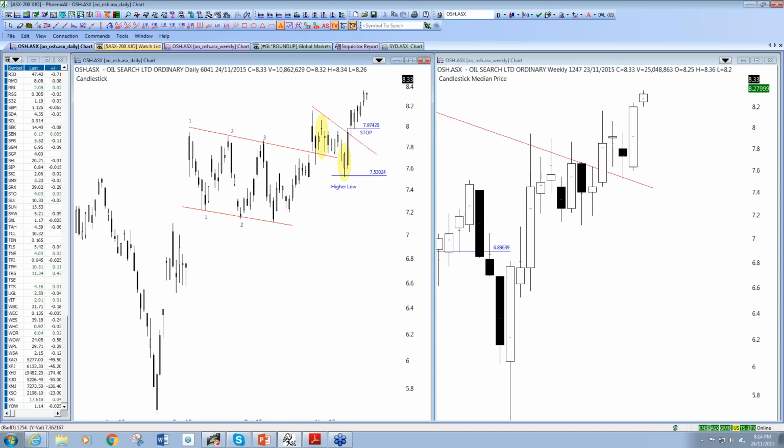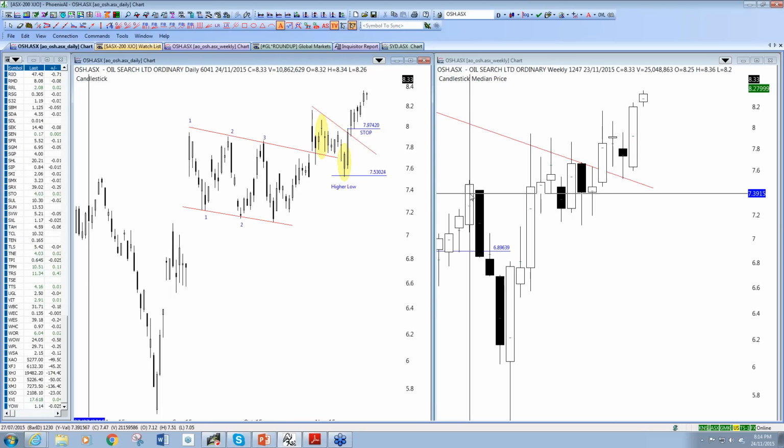Could you tell me what chart software you're using? I'm using a little thing called Phoenix AI. It doesn't do anything else except charting. You can't trade off it, you can't write algorithms, you can't do anything. It just does charting. Really nice little simple package.